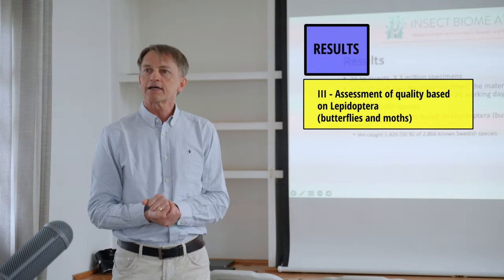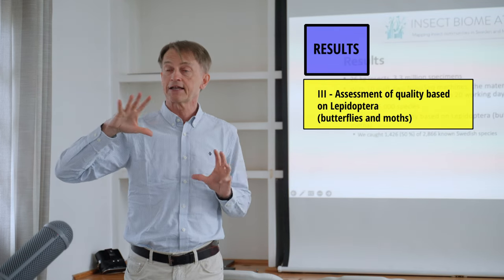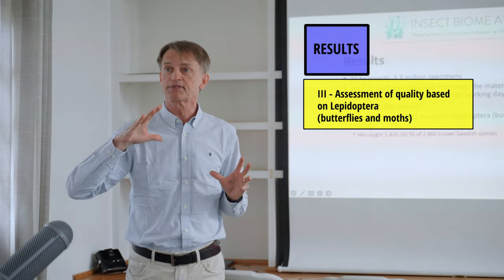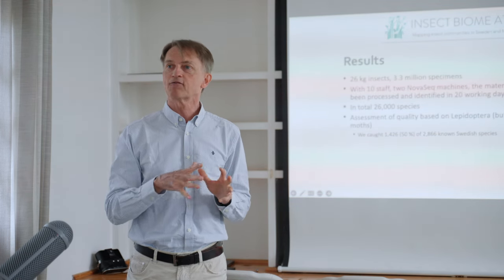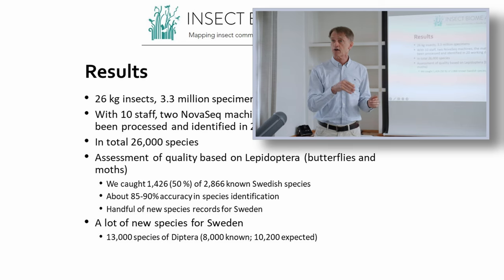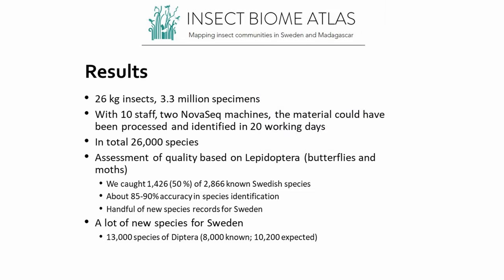It seems that we have captured in our traps, which have not been optimized to collect Lepidoptera diversity, and actually Malaise traps are thought to be relatively poor at capturing Lepidoptera, still, we've collected 50%, so half of the Swedish known fauna of Lepidoptera. And it turns out it has 85 to 90% accuracy in identifying these species. So almost the same as a taxonomist. You need a really good expert taxonomist to beat that number.